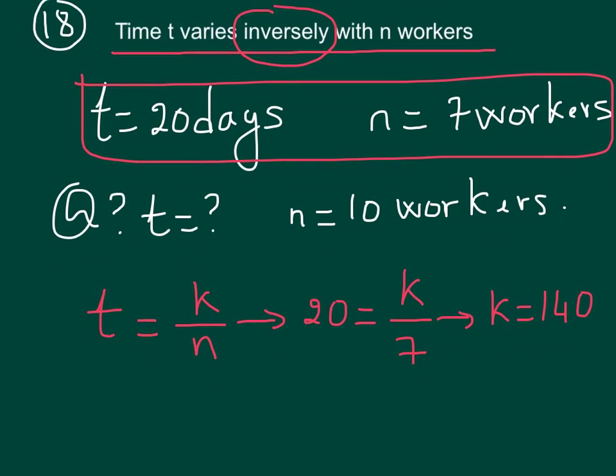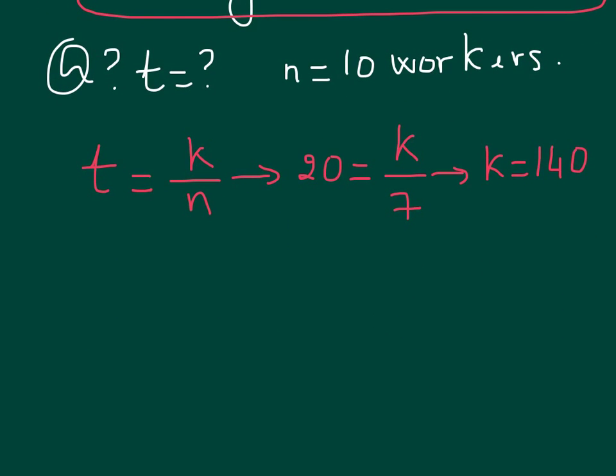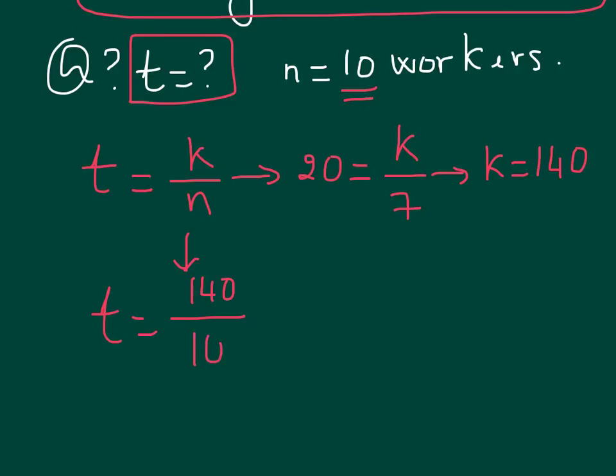Now we're going to answer the question. As you can see here, the question is, how long does it take if you have 10 workers? So the T is going to equal, from here, K is 140, and you're going to have 10 workers. So it's going to take 14 days.